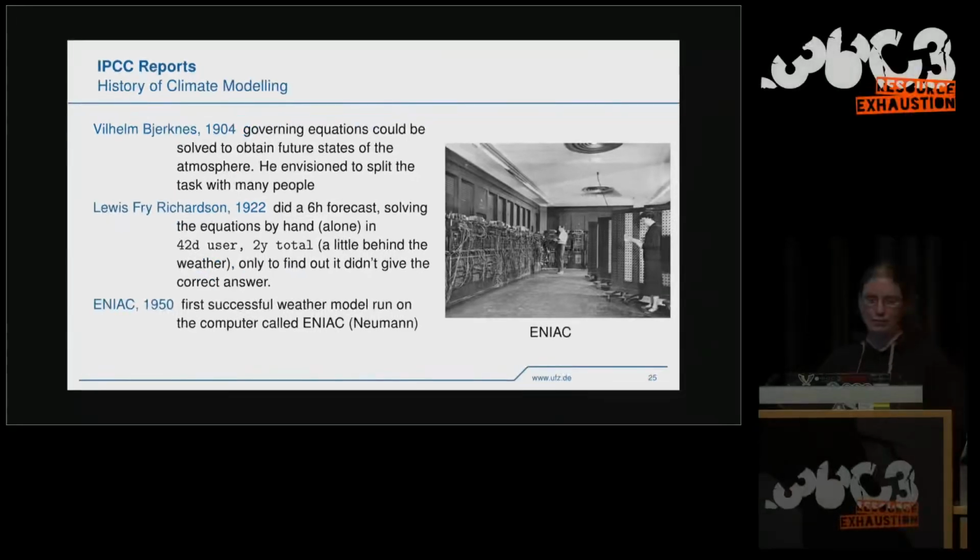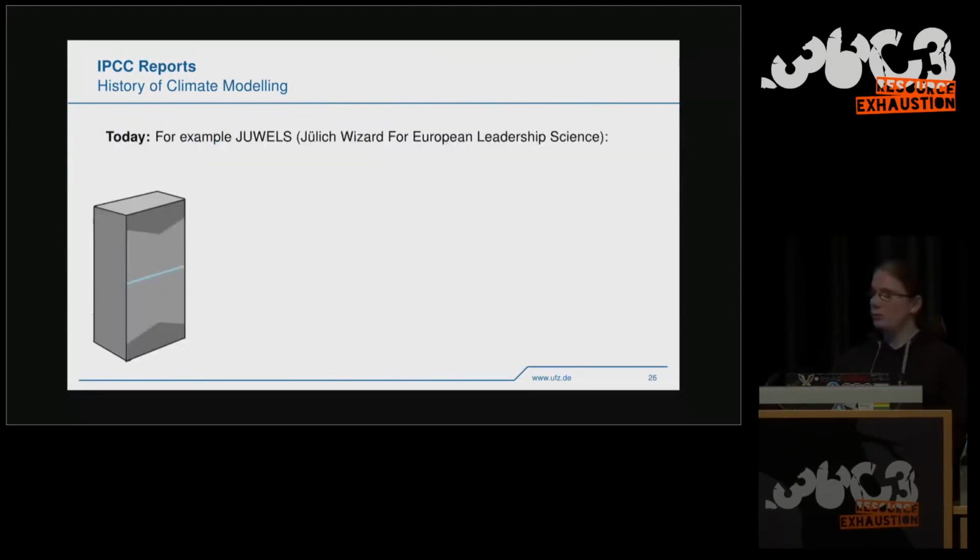But then computers came in 1950. The first successful weather model was run on a computer called ENIAC, and in 1950, weather predictions were run twice a day on an IBM 701. Nowadays, we use much larger supercomputers, and there's a whole list and a rank, and I will shortly introduce JULES to you, the Jülich Wizard for European Leadership Science. That's a supercomputer in Jülich, and I would have shown you a picture, but you are not allowed. You are not simply allowed to take pictures on that campus.